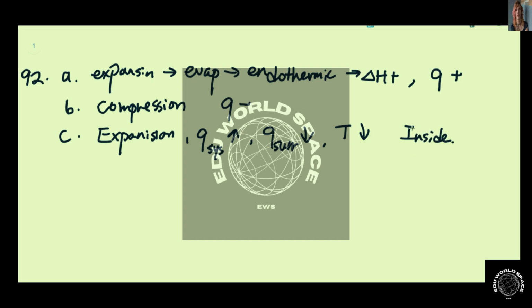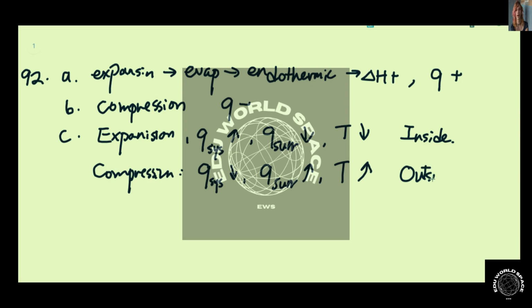So the air around this chamber will be cooled. And in the compression, we have Q of the system decrease, so the surrounding will be heated. The surrounding temperature will increase. So we place this compression chamber outside the house so that the released heat can be dissipated by the outside air.